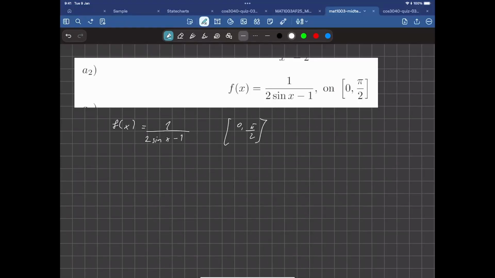All right, we have another one that's quite similar to A1, but it's slightly more tricky because you need to remember your unit circle in order to answer this correctly. That's why I think this is probably like a higher grade problem. But for those aiming for an A or an A minus, it's still a good idea to try to solve it and know how to solve it.